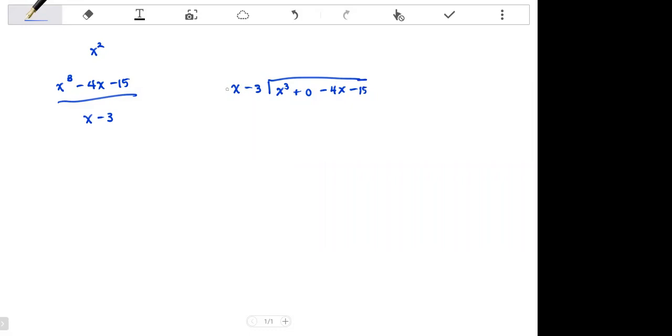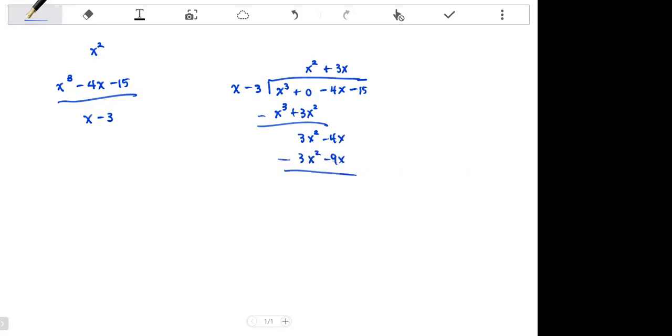How many times does x go into x cubed? Well, x squared times. I'll do this really quickly. Plus 3x squared minus 4x. How many times does x go into 3x squared? Plus x times.